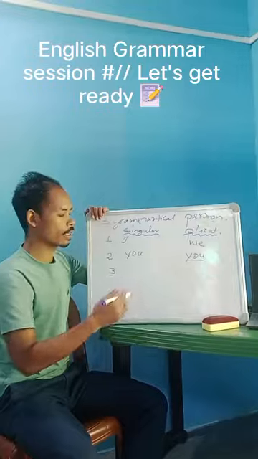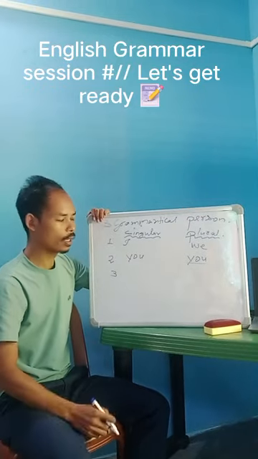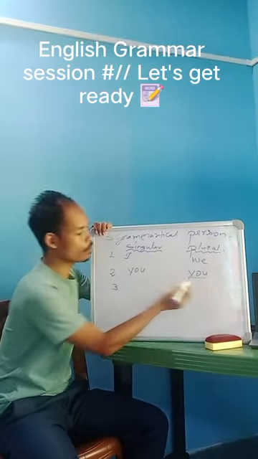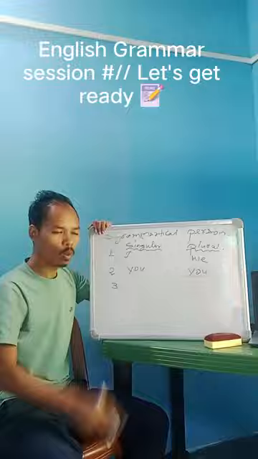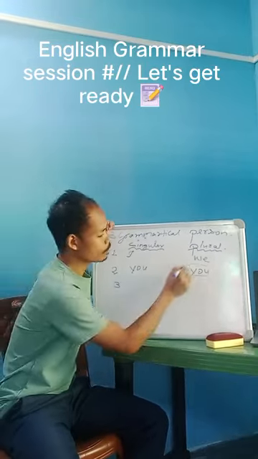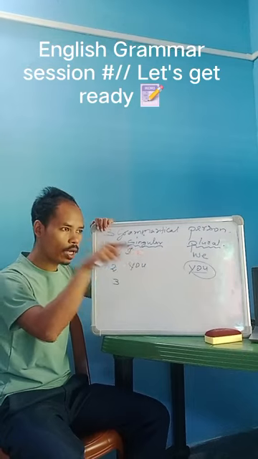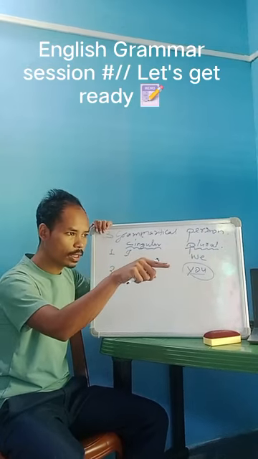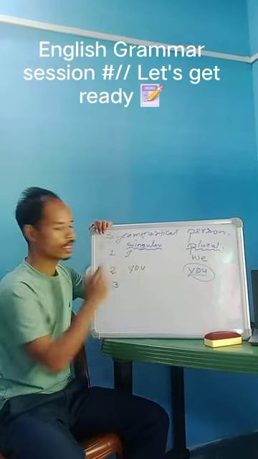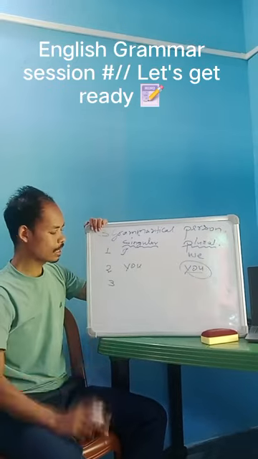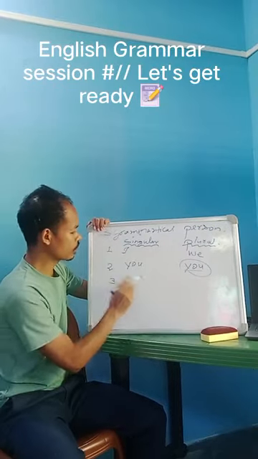Okay, so for example, let me give you an example for plural. So you people, what are you doing? So it points out the plural. Okay, it points out the plural. So if I point out only a single person, you please come. So it is a singular. Okay, now let's go to the third person singular.